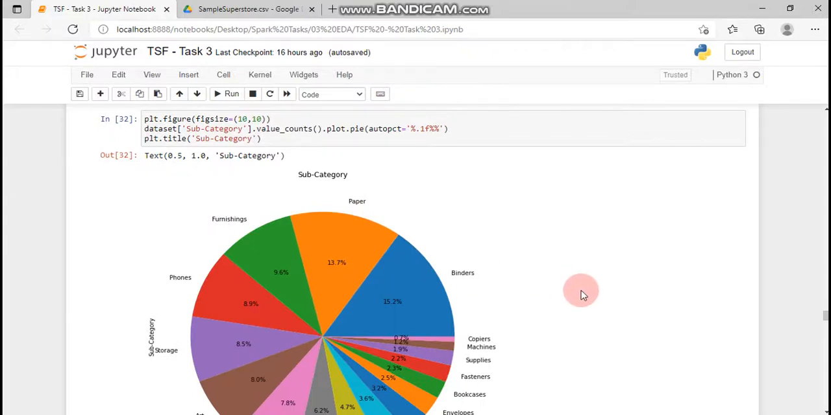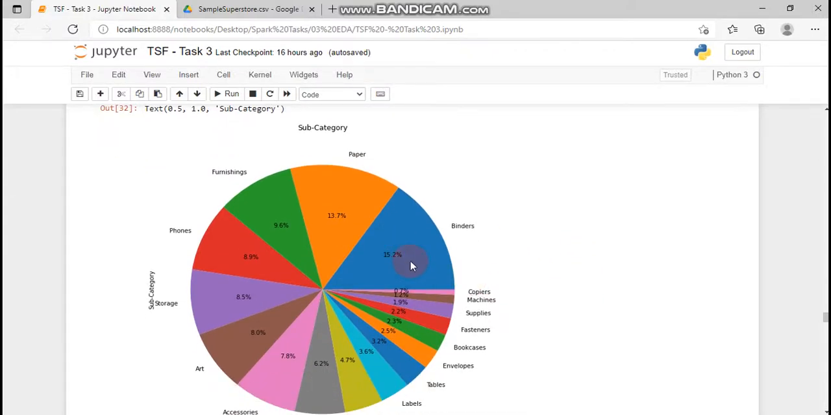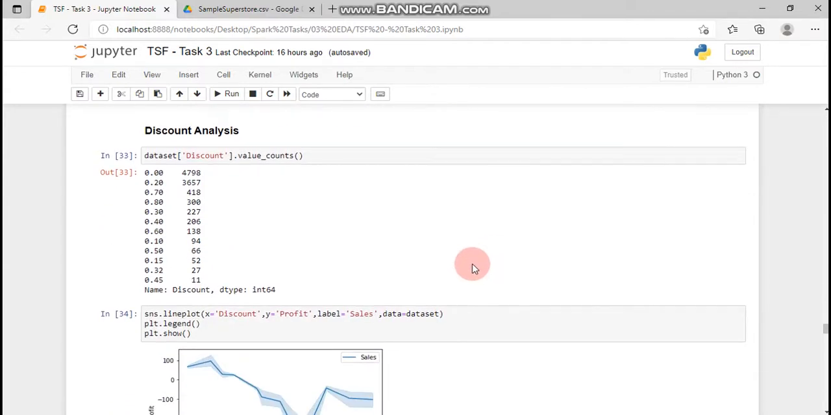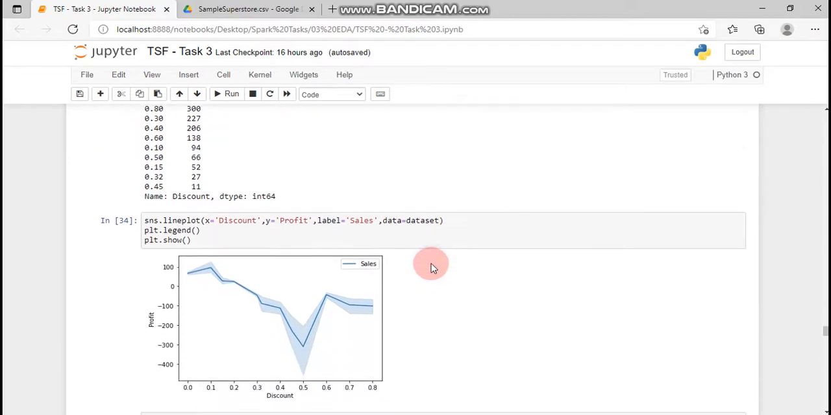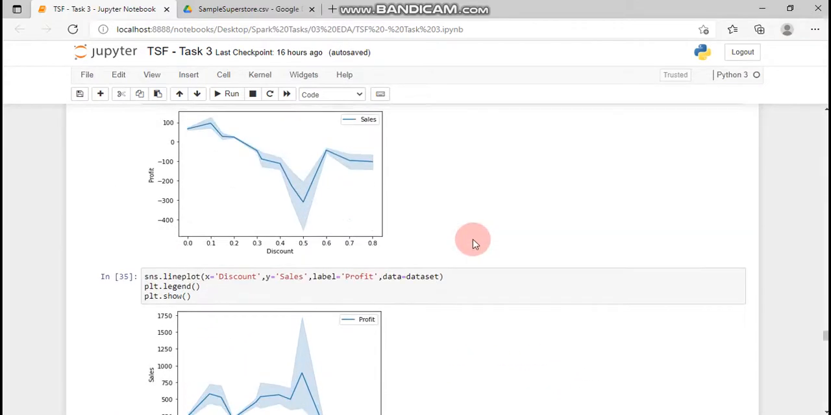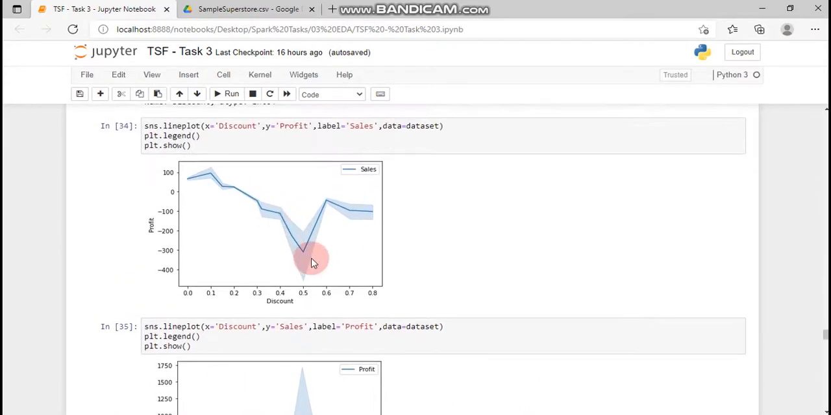This is a pie chart. We could see 15.2% of the products have been binders. So we conclude binders are the most sold product in the subcategory list, which comes under the office supplies category. I am doing discount analysis for this task. With a discount of 50%, the sales are pretty good, but the profit is very poor, which results in loss. We could see this in this line plot.